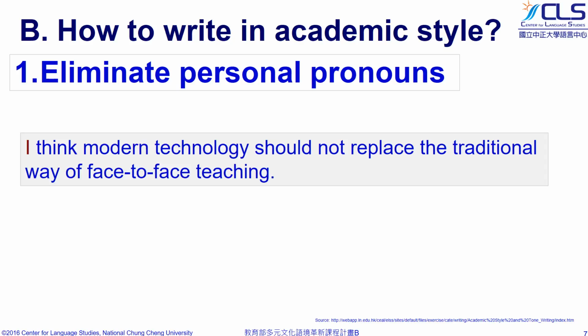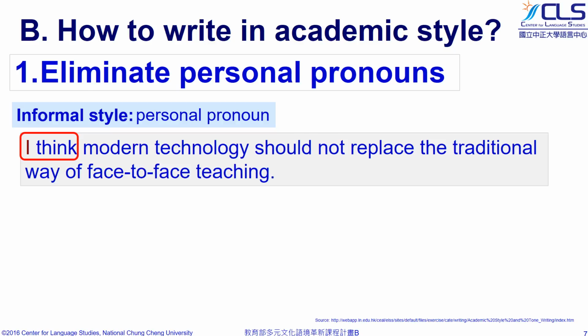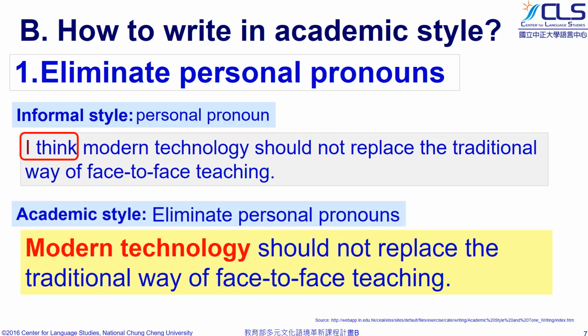Look at the sentences here. By using personal pronoun, "I think" sounds less persuasive, and it is an informal way of presenting ideas. In academic writing, we should avoid using personal pronoun, as in the example: Modern technology should not replace the traditional way of face-to-face teaching.